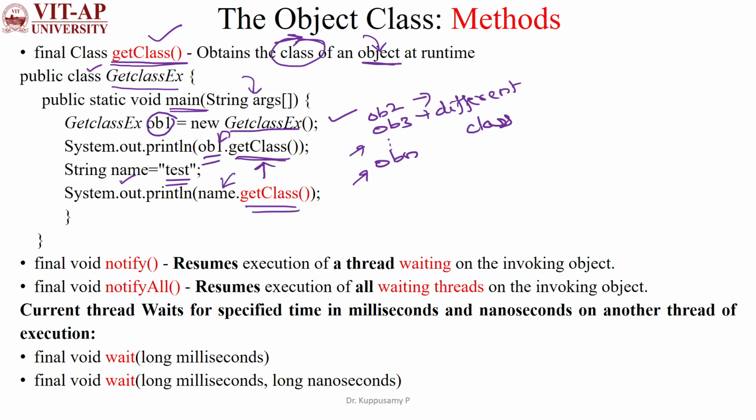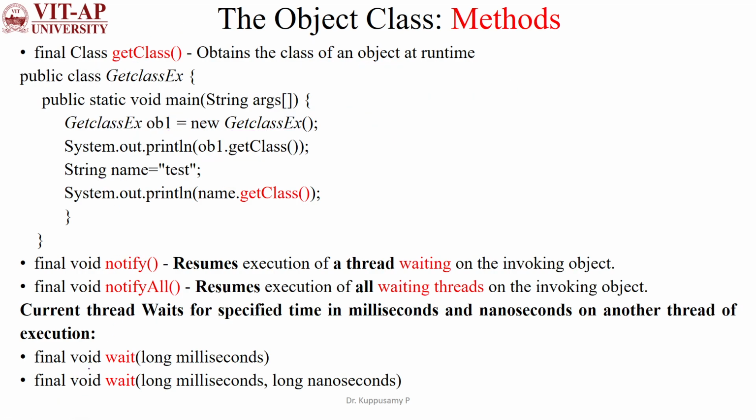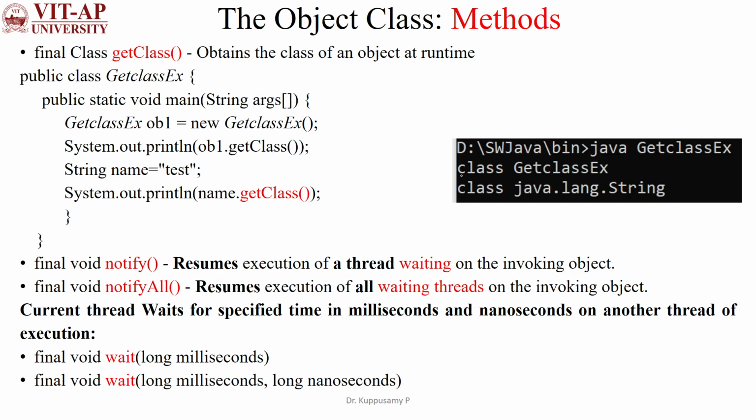You see, this is string data type, and here we are using the object ob1. Now when you execute this program, you can see that object 1 belongs to GetClassEx, because we are creating the object ob1 by using GetClassEx, so ob1 belongs to GetClassEx.